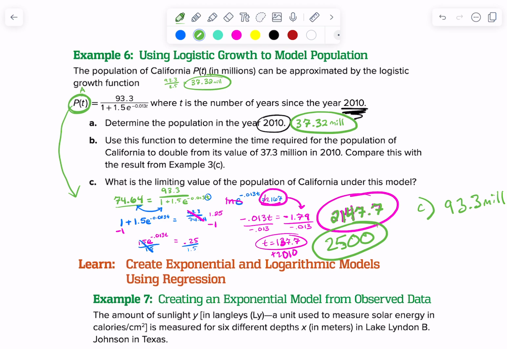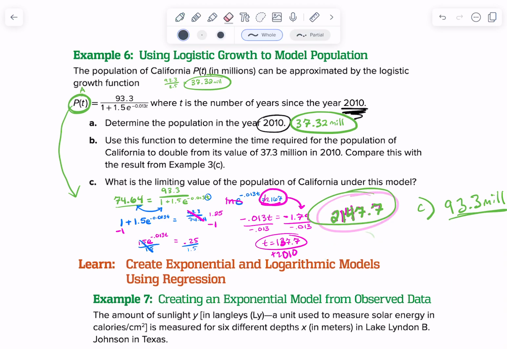But time will never reach the 93.3 million. Exactly. Does that make sense? Is the year 2500 for C or is 93.3 million for C? 93.3 million is for C. Part B was the 2147. The 2500 means nothing. I just made that up. Okay? 2147 is part B. C is 93 million. That's my upper cap.